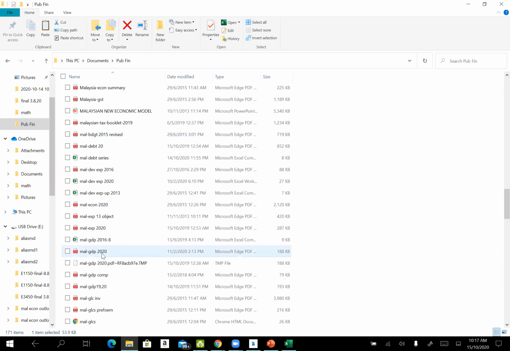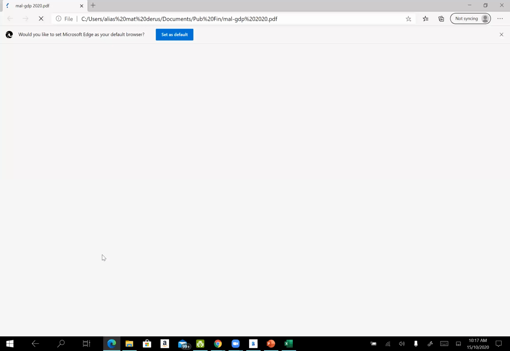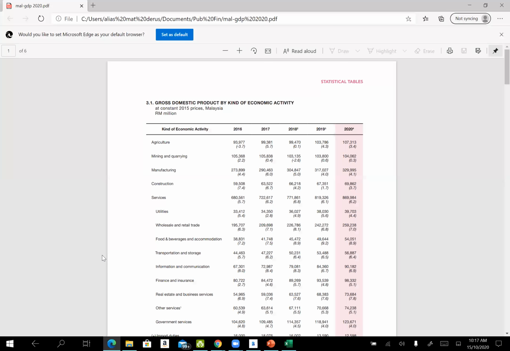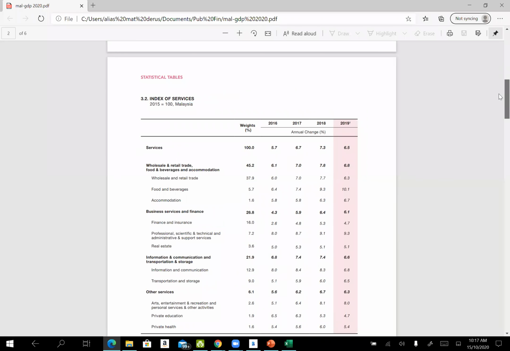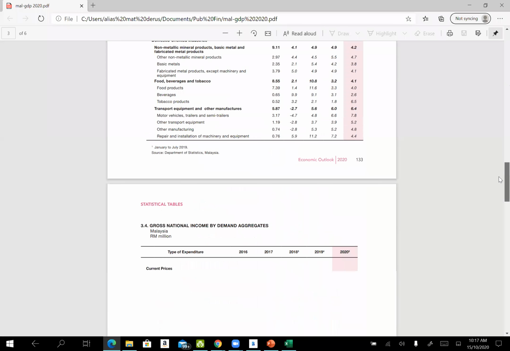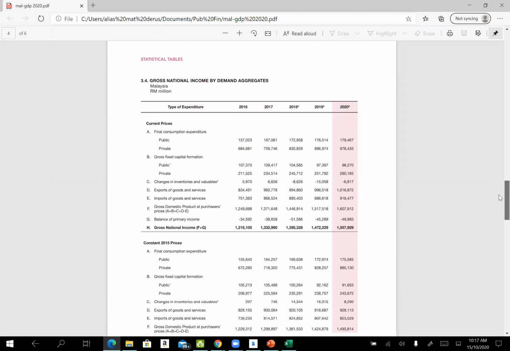Tadi saya pun dapat GDP. Okay, GDP, so again, we just need to look at the GDP for the year 2017 and 2018. Don't worry about the thing. We want to look at this one. Okay, the GDP 17, 18. Don't worry about the components. You just look at the total. This is the GDP, the gross GDP.